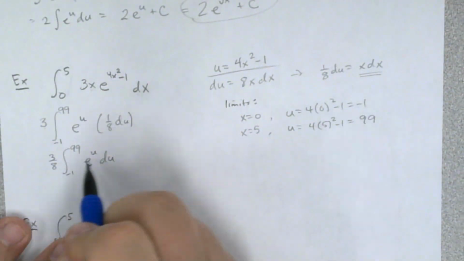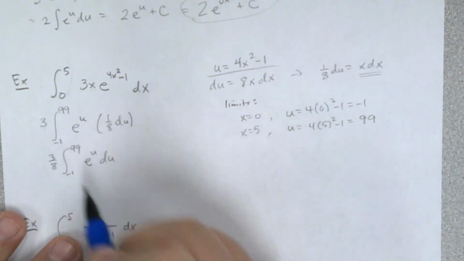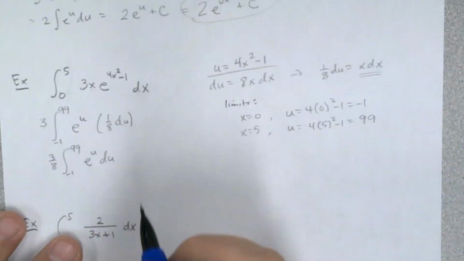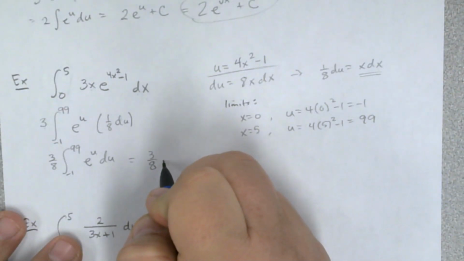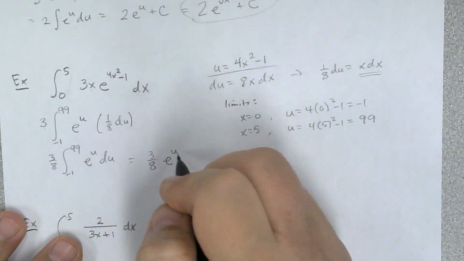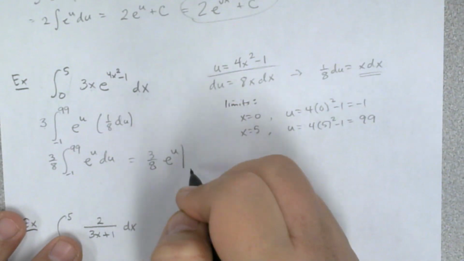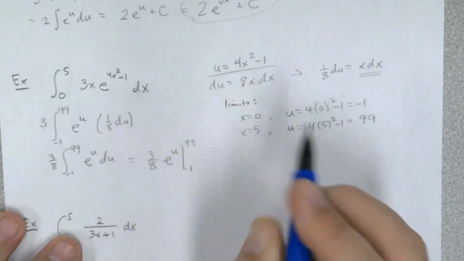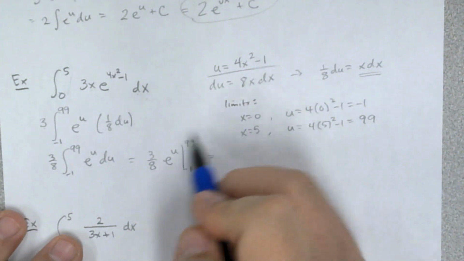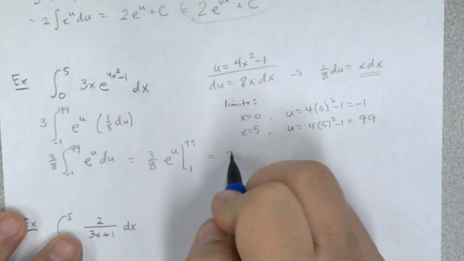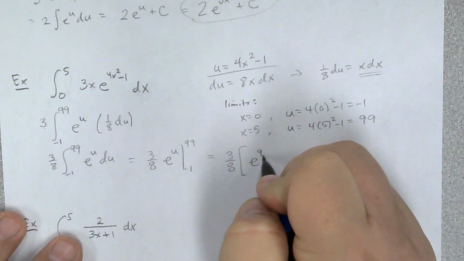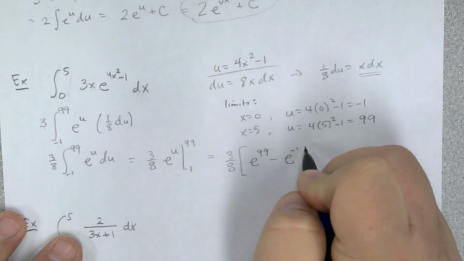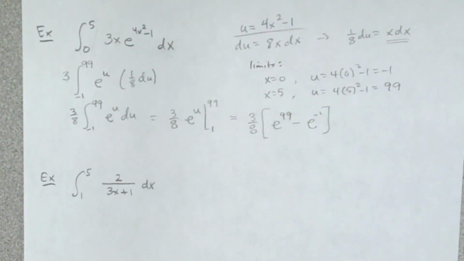Okay. And so now we're going to integrate. Now because I have limits, I'm not putting a plus c. I'm going to put an evaluate. So this right here becomes 3/8 e to the u evaluated from negative 1 to 99. And if you remember how we do this, it's going to be the upper limit minus the lower limit. The 3/8 is just a constant times, so I'm going to put it like that. This will be e to the 99 minus e to the negative 1. And there you go. That's how you do your limits.